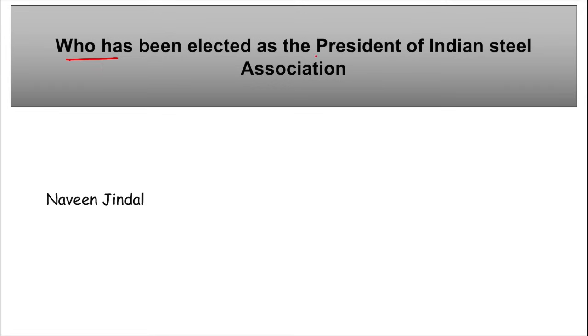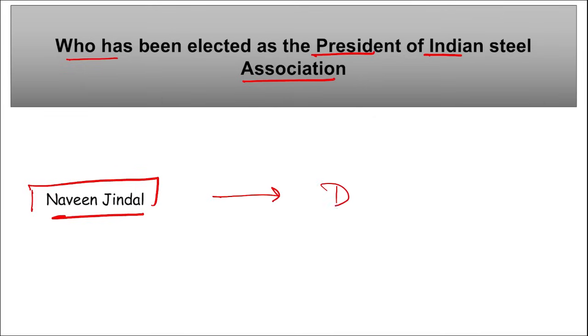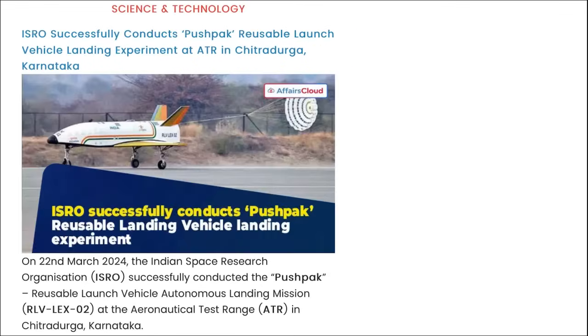Next, who has been elected as the president of the Indian Steel Association? Naveen Jindal. Right? Naveen Jindal has been elected as the president of the Indian Steel Association. Correct? And he will succeed whom? He will be succeeding Dilip Oommen as the new president of the Indian Steel Association. Correct.